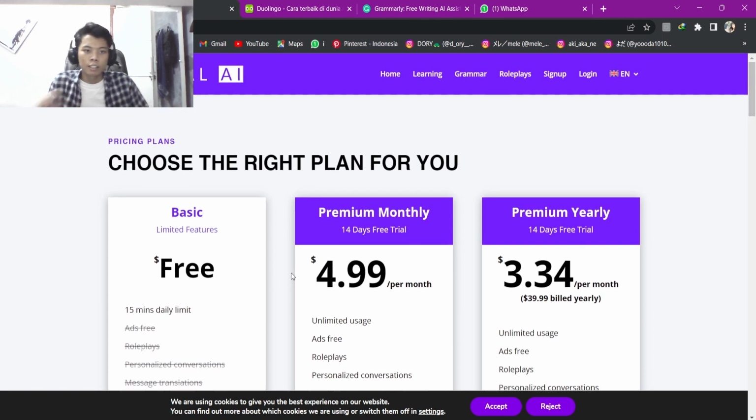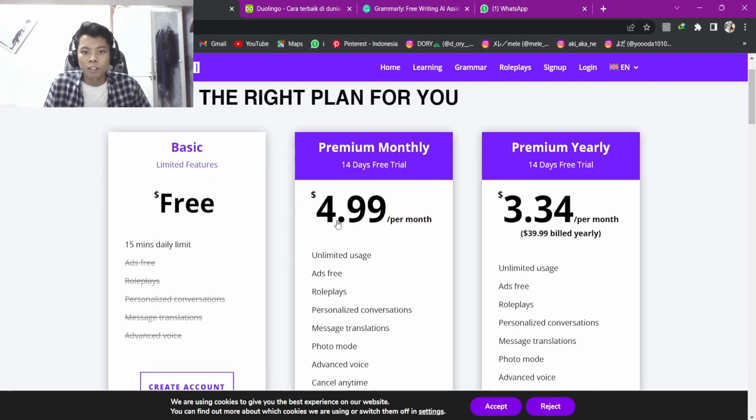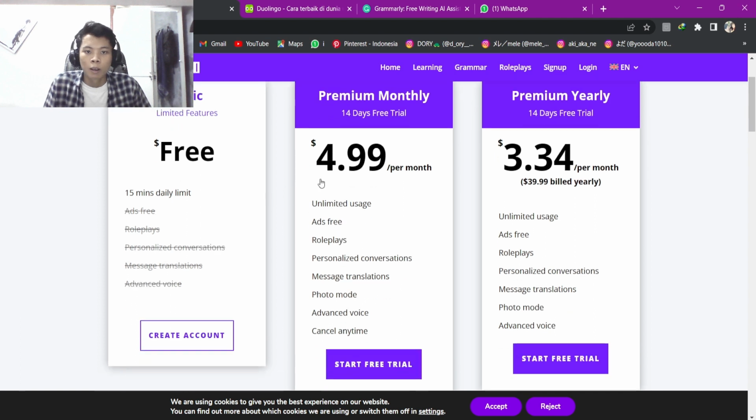Okay, this is the pricing plans. Like I said, the cost of using AI is very affordable. For only $5 per month, you get unlimited usage: free role plays, personalized conversation, message translation, bot mode, and advanced voice. You can cancel anytime. These are the advantages you get if you pay.